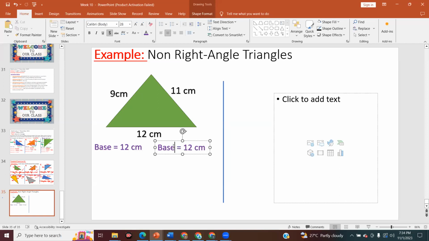Olivia, what is the height? Well, I was guessing. Now I make an imaginary 90-degree angle in the middle. Okay. So I said that was perpendicular to the base. What's the answer? What's the height? I put my height as 9 centimeters.